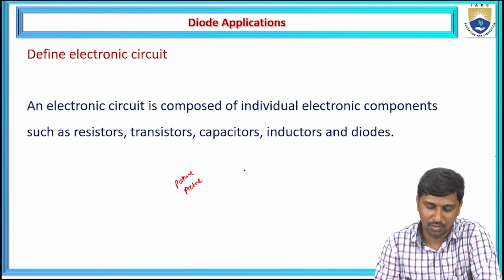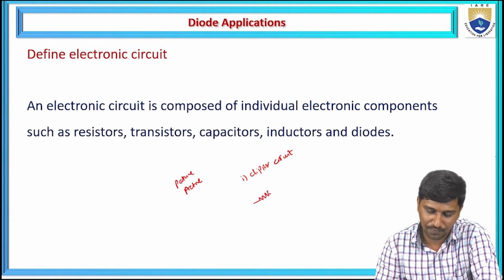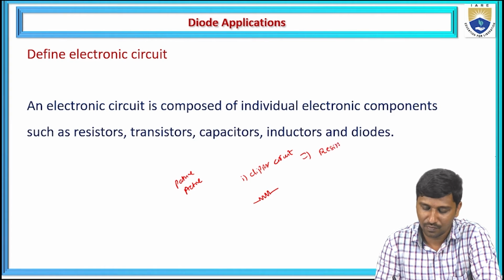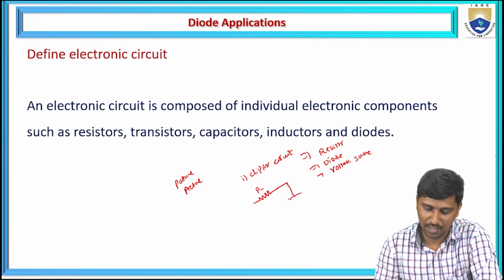Hence, if you want to consider, let us take one clipper circuit. What is the clipper circuit? This circuit requires a resistor and it contains a diode. Then it contains some sources like a voltage source. If you are designing like this, the resistor, and then this is the diode, then we are going to apply the voltage source V input. Now we are going to measure the output.